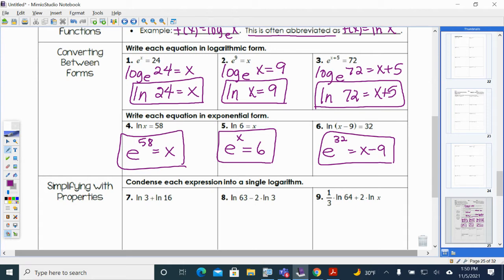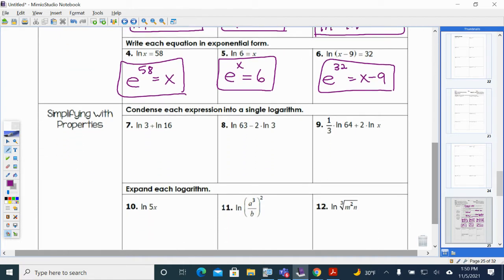In this next section, we are going to be condensing, just like we did in chapter 12. This is condense each expression into a single logarithm. Number 7 says the natural log of 3 plus the natural log of 16. So because there's a plus in there, you're going to multiply the 3 times the 16, and it's going to say natural log of 48.